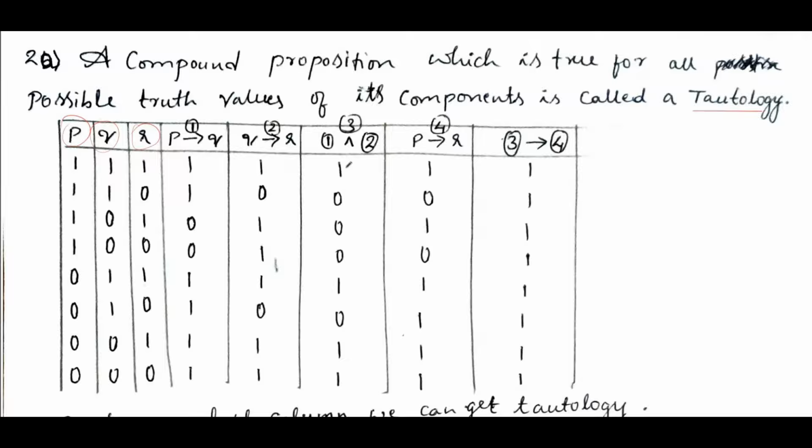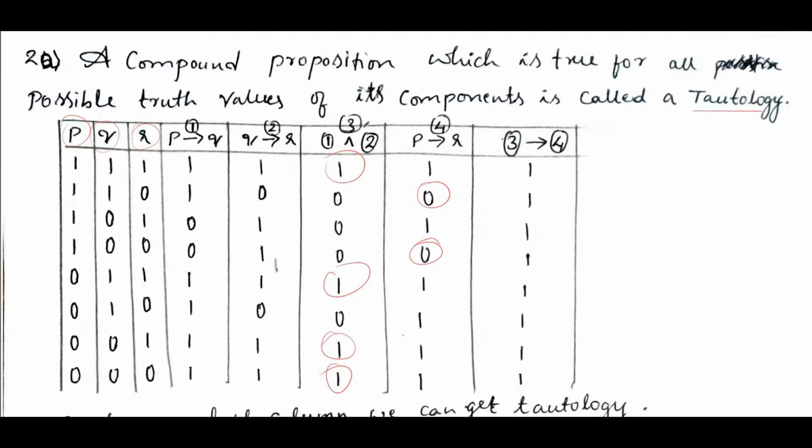For the conjunction, 1 and 1 is 1. Wherever I observe 1, 1, I have made that 1, so these are all 1. The remaining truth values are 0. Next, I need to find P implies R, and I will name that column 4. Wherever I observe 1, 0, I have made that 0. The rest of the values are 1.